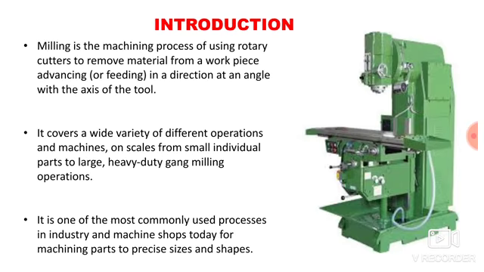It covers a wide variety of different operations and machines, on a scale from small individual parts to large heavy duty gang milling machines. At the workshop you can see the small milling machine and even a large heavy duty gang milling machine which has multiple cutters. So at the same time you can remove the material by using multiple cutters. It is one of the most commonly used processes in industry and machine shops for machining parts to precise size and shapes.